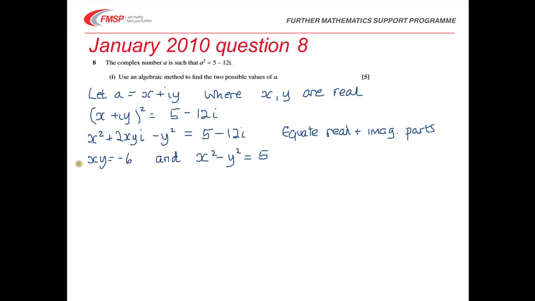So generally speaking, the technique will be to take this imaginary part and rearrange it to find a value for either x or y. I happen to have done it for y, and then substitute in here. So just bear in mind that if y is equal to minus 6 over x, then y squared will be 36 over x squared, but we must remember we've got a minus sign there. And what we need to do now is multiply through by x squared, so we end up with a quadratic in x squared.